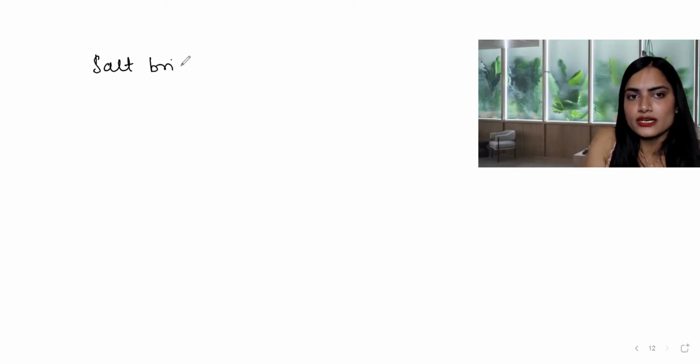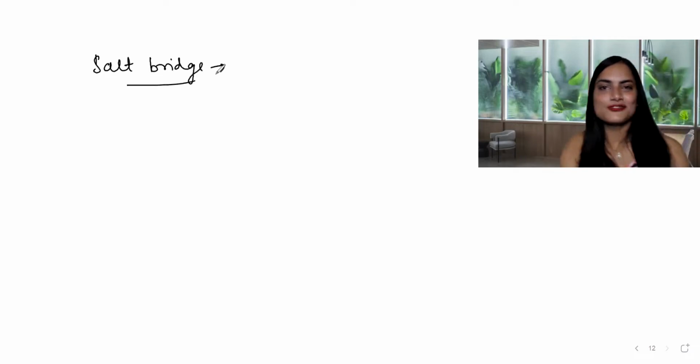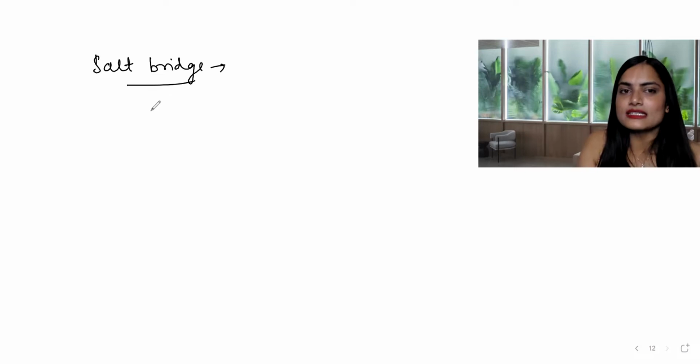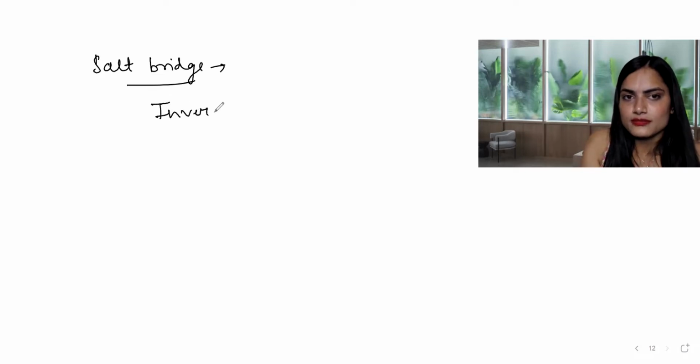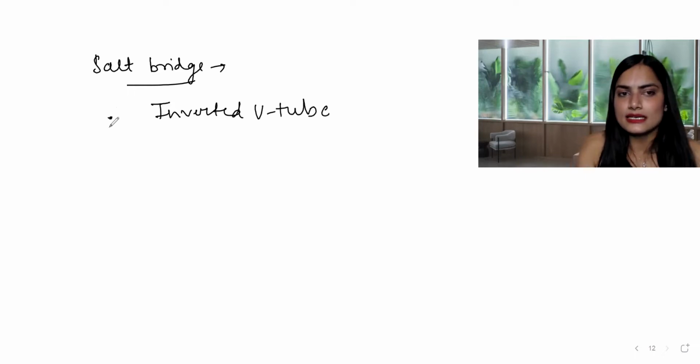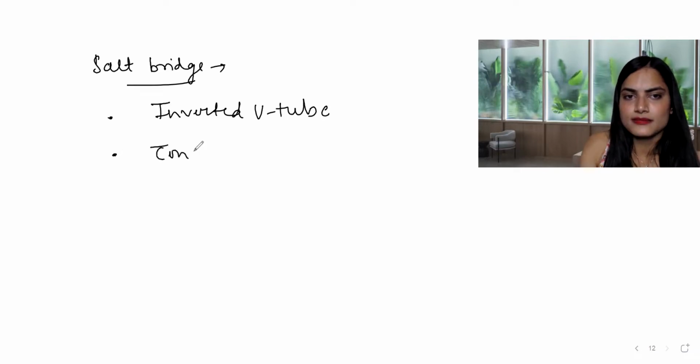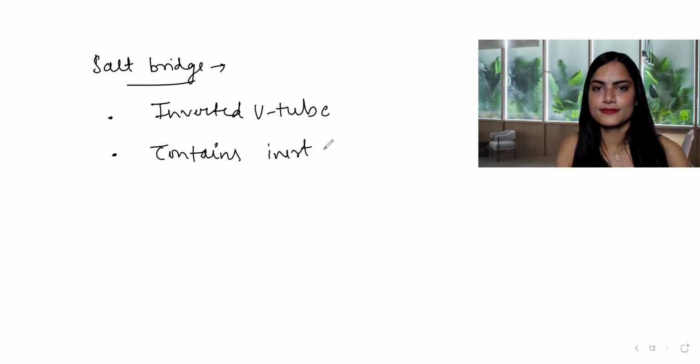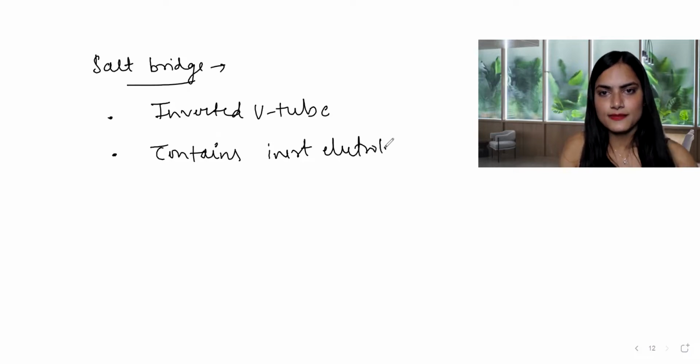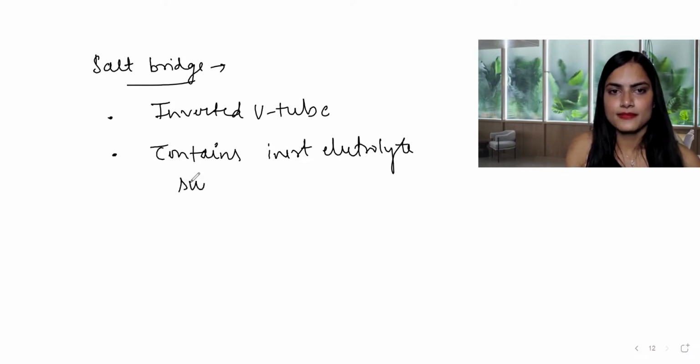Salt bridge is inverted U tube. You must have seen that I've drawn this inverted U tube. So the first point is that it is an inverted U-shaped tube, and secondly, it contains inert electrolyte such as KCl, ammonium nitrate, etc.